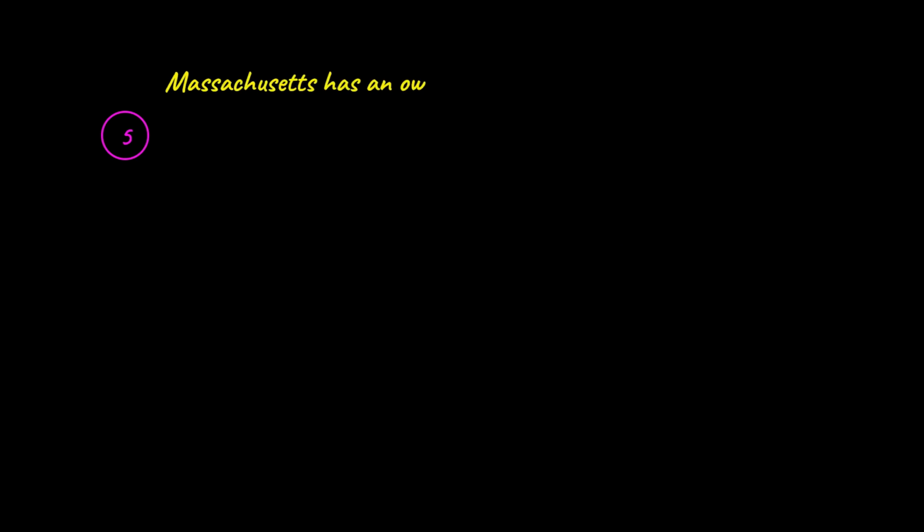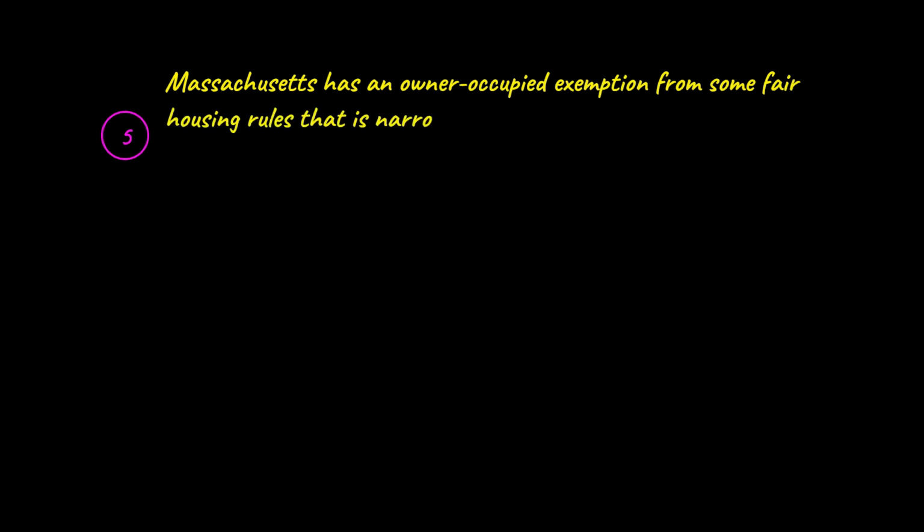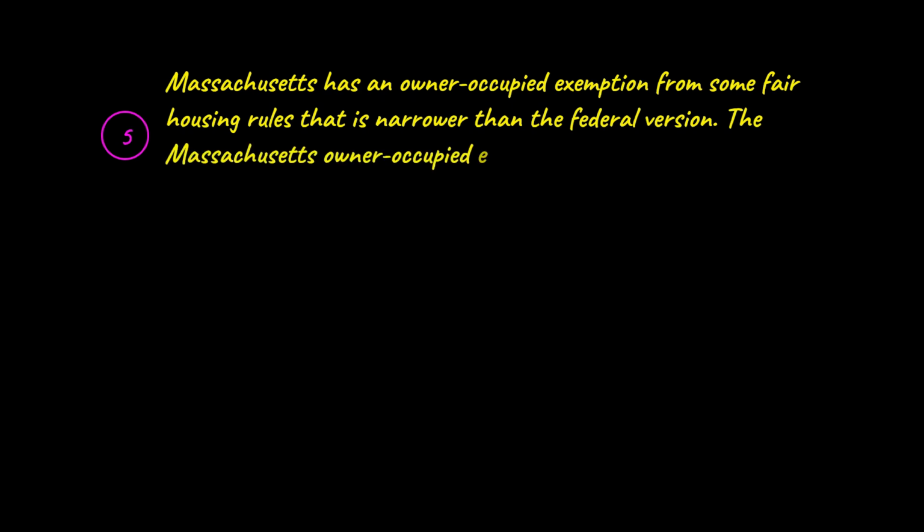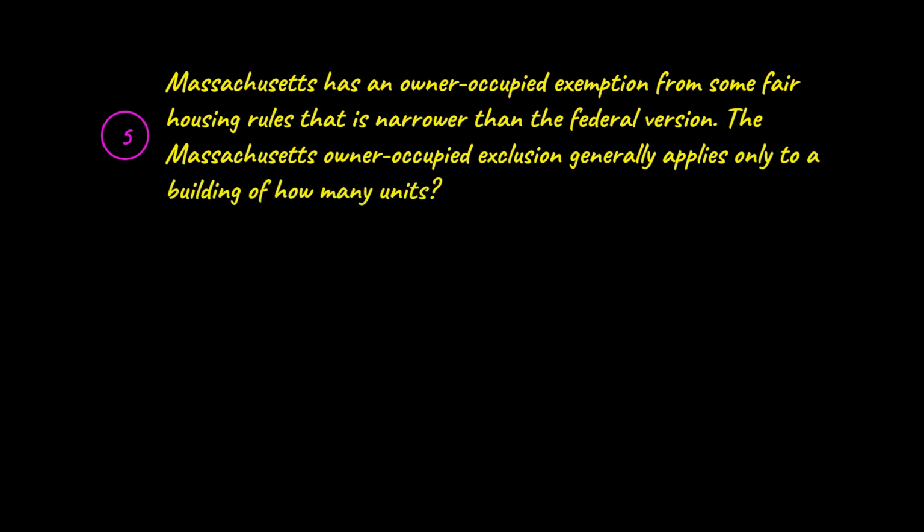Question 5. Massachusetts has an owner-occupied exemption from some fair housing rules that is narrower than the federal version. The Massachusetts owner-occupied exclusion generally applies only to a building of how many units?